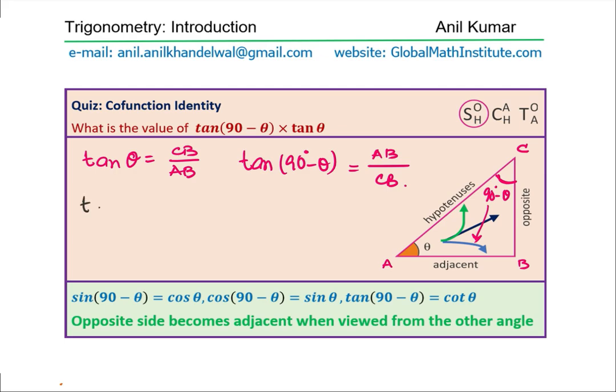Now let's do tan theta times tan 90 minus theta, right? So that means we get CB over AB times AB over CB, right? How much is that? Well, that is just exactly 1. Perfect. Always, this is true. So they are reciprocals of one another. You get the idea. So that is how the cofunction identity works.